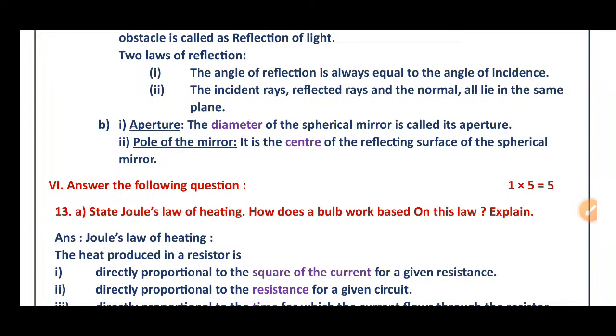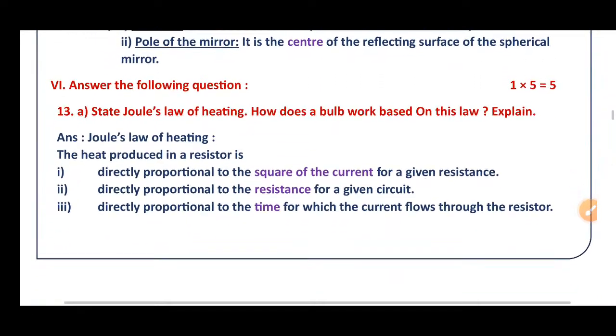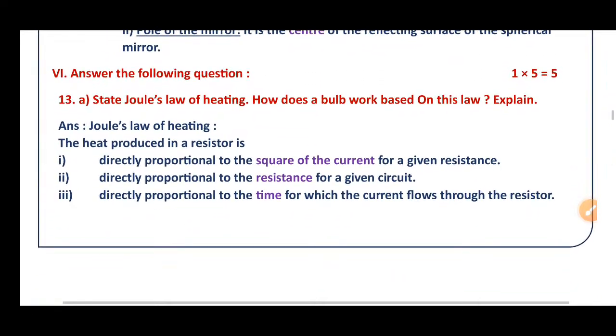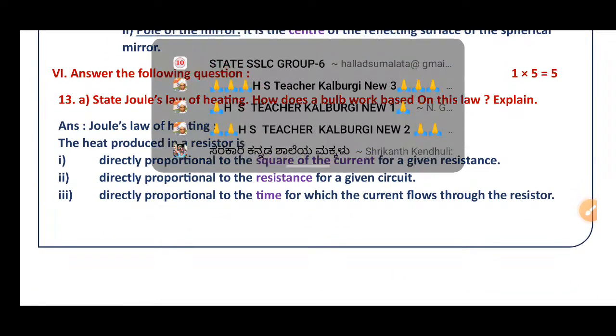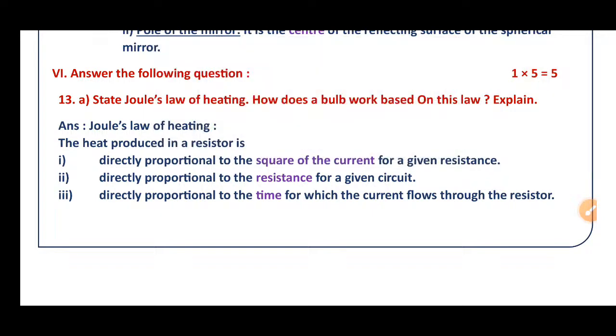Okay. Then question number 6. Answer the following questions. It's a 5 mark question. Then see. State Joule's law of heating. How does a bulb work based on this law? Explain. Okay, Joule's law is very important. In previous videos, I told you several times that you must practice Joule's law. H is equal to I square RT. Based on that H is equal to I square RT, you can also write the definition of Joule's law.